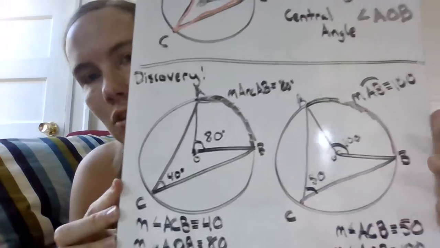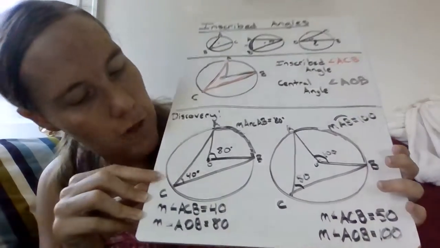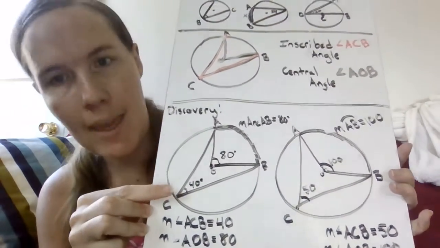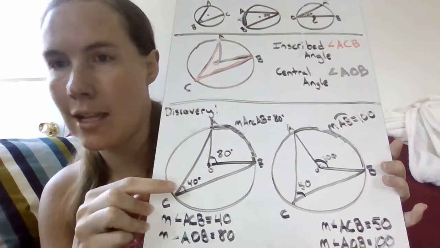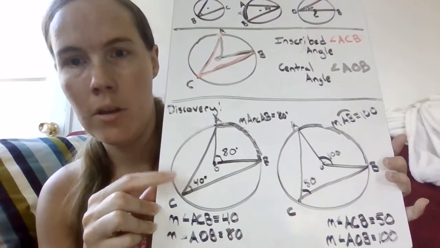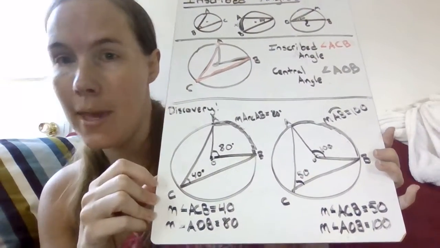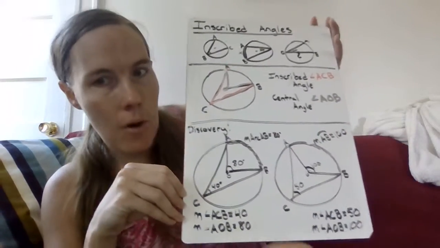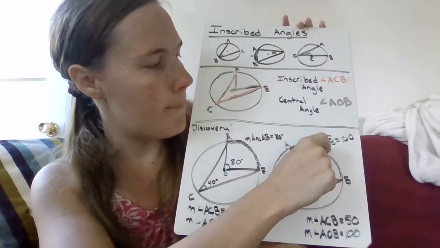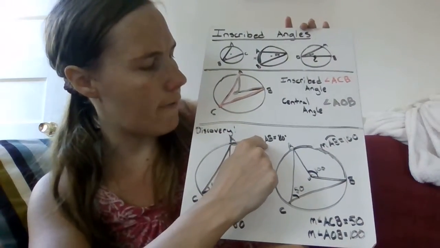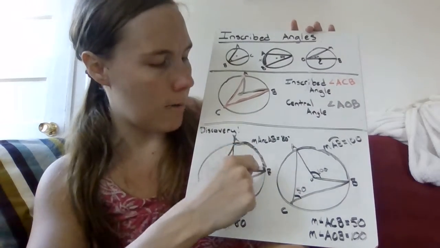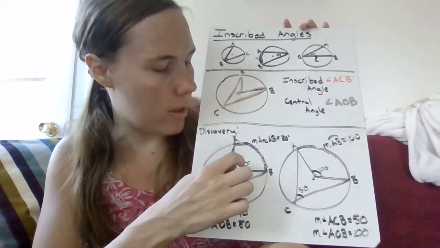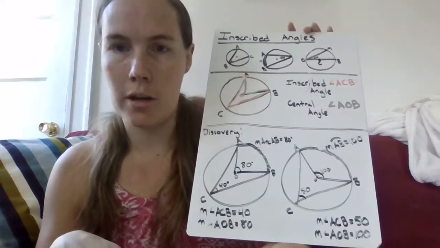So we have these two circles here. This first circle here, which one's the inscribed angle? The angle ACB, that's 40 degrees, is our inscribed angle, which means angle AOB, which is 80 degrees, is our central angle. Also, notice how over here, it tells us the measure of arc AB, so this arc right here is 80 degrees. So we have a 40-degree angle, an 80-degree angle, and an 80-degree arc.